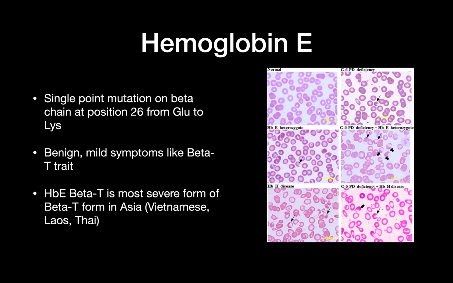So hemoglobin E is an autosomal recessive disorder, and it is a single point mutation on a beta chain at position 26, and it exchanges a glutamate for a lysine, and it creates an abnormal hemoglobin, and we call it hemoglobin E. So hemoglobin E has benign symptoms. There's only a benign trait. There are only mild symptoms like beta-thalassemia trait, and in Southeast Asia, Vietnam, Laos, Thailand, HBE beta-thalassemia is the most severe form of beta-thalassemia.